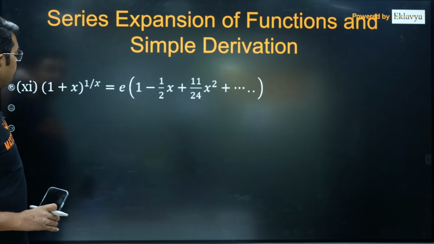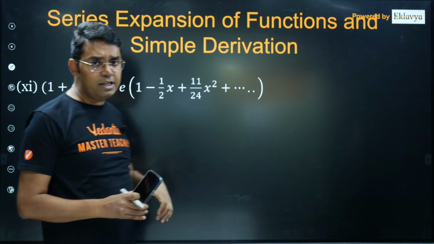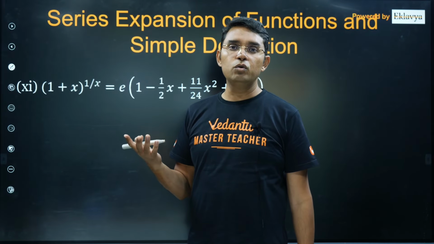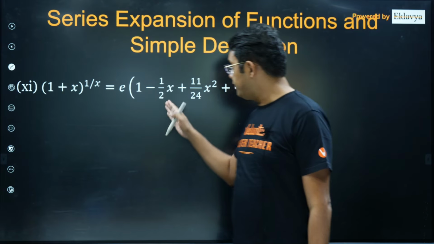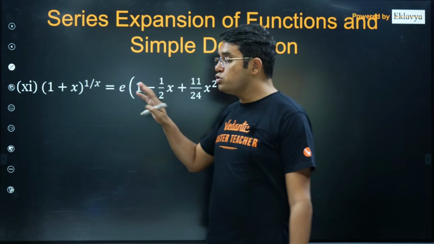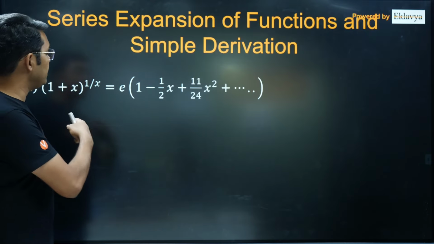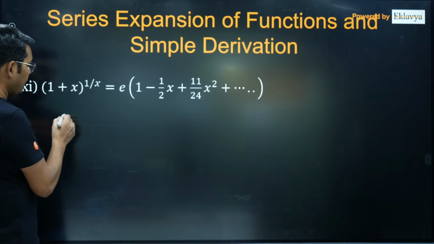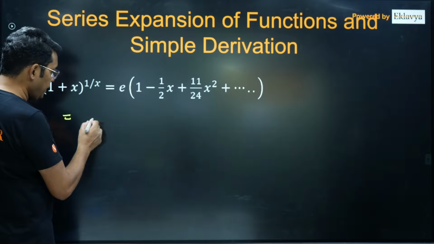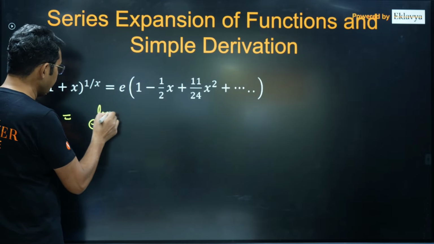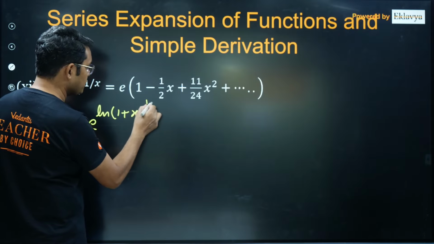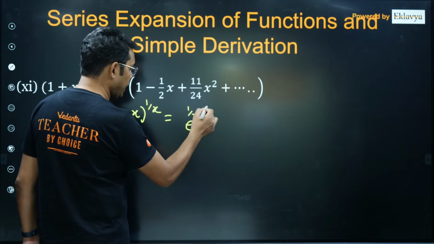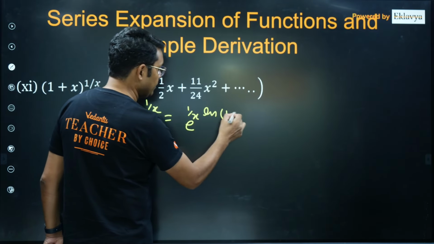Okay. Now the last one, (1 plus x) power 1 upon x. Some people think that it is e when x tends to 0. That's true. If x tends to 0, it is e, but it is not equal to e. It has some expansion, and whenever it is needed, please understand how you have to do it. You will write this left hand side as e raised to the power ln of (1 plus x) whole raised to the power 1 upon x, which means it will be e raised to the power 1 upon x ln of 1 plus x.